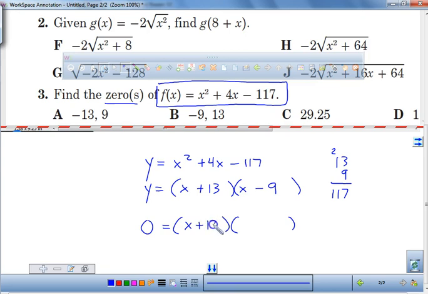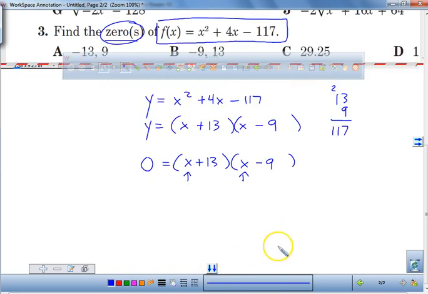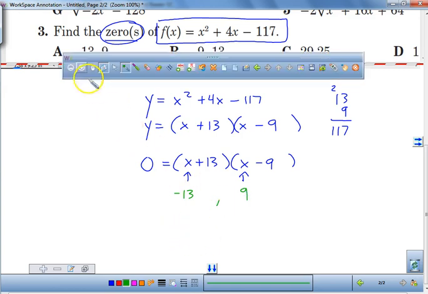So another way of thinking about it is this. Where are my zeros located? When you make your y equal to 0, what number would you have to plug in here, and what number would you have to plug in here to make your equation equal to 0? What would be my two answers? Negative 13 and positive 9. So your final answers are negative 13 and positive 9, which gives me answer choice A.